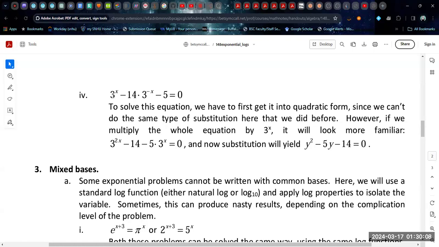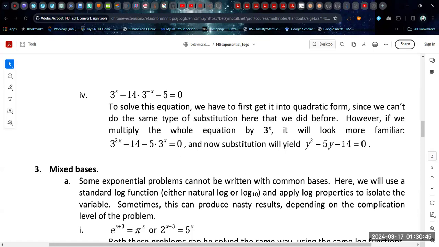And when we do that, 3 to the x times 3 to the x is going to be 3 to the 2x. 3 to the x times 3 to the minus x is just going to be 1. And then 5 times 3 to the x is our middle term. 14 is now our constant. And so we're going to make our substitution, y equals 3 to the x. And we're going to end up with this one becoming y squared. This piece right here becoming minus 5y. And then this is our constant.